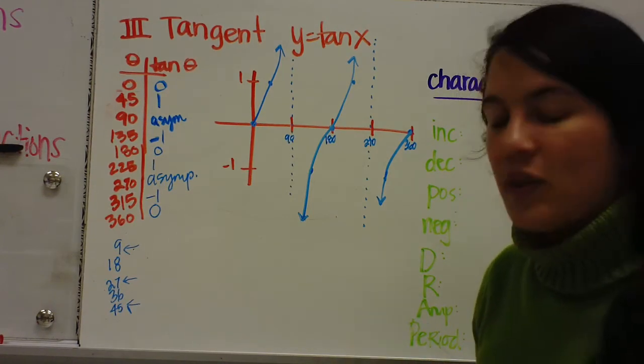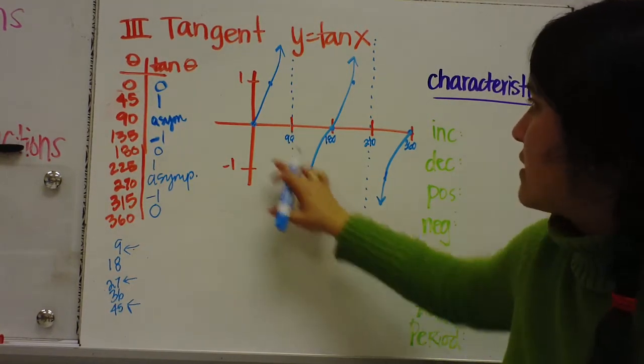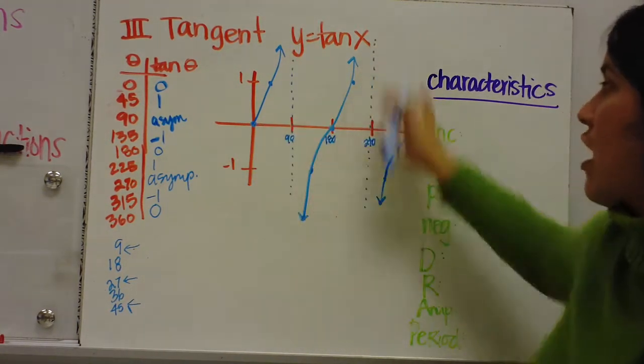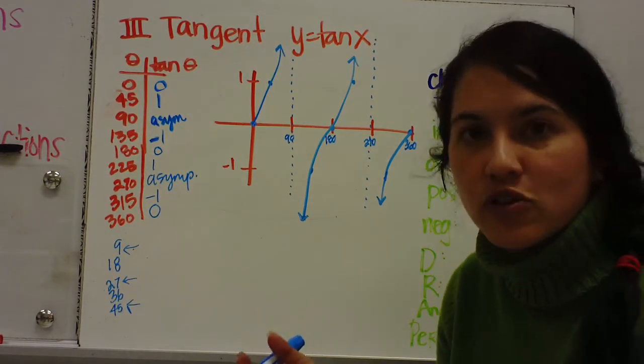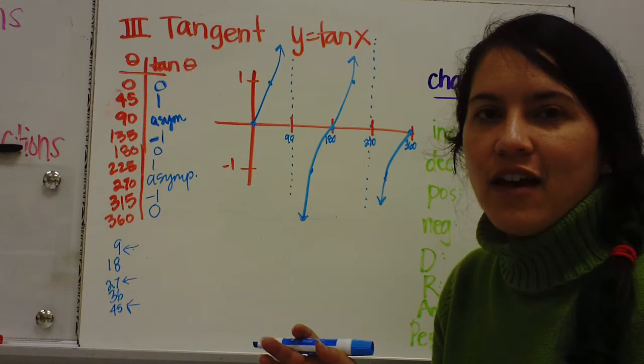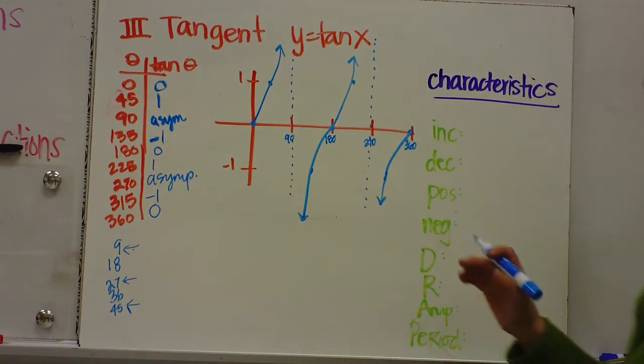So I'm just showing you the parent function of tangent. We have the vertical asymptotes in place, and then you can see it's curving up each time in between the vertical asymptotes. Tangent is very special because it's got the unique ratio of opposite over adjacent. So let's look at the characteristics.